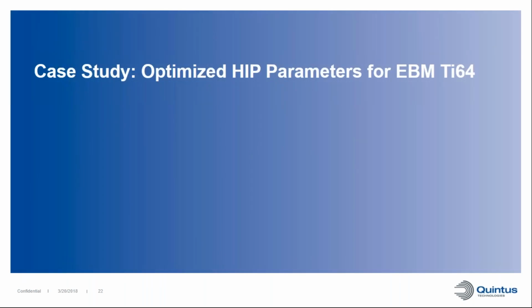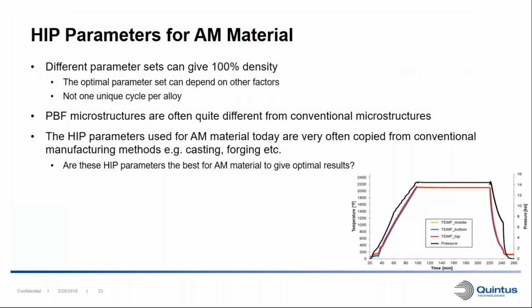Okay, so now I'm going to go through a case study on optimized HIP parameters for EBM Ti-6Al-4V. And just as a background, I want to look a little bit at the HIP parameters for AM material. One thing to notice is that, of course, the main purpose of hipping is to get to 100% density, to eliminate all the porosity in the material. However, there will be different parameter sets that will take you there. So there's not one unique HIP cycle for an alloy. You can use different HIP cycles and still get to 100% density.